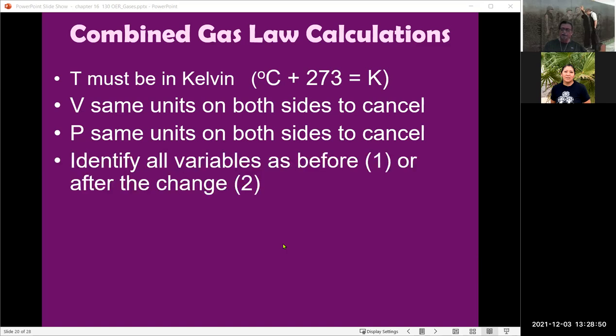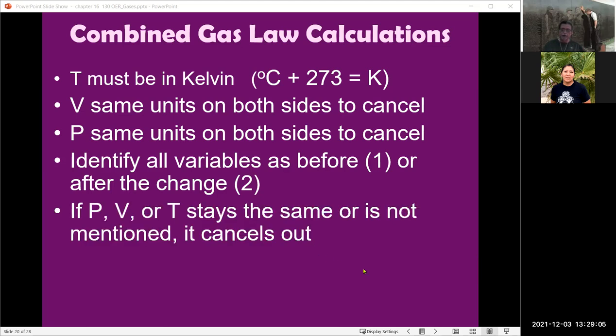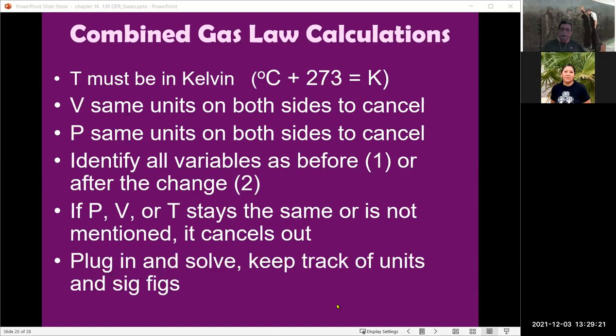And identify from the word problem the initial conditions, which would be the subscript 1, and then identify the final conditions, which would be noted by subscript 2. Okay? Now, if any of the variables, pressure, volume, or temperature, are not mentioned in the problem, or they are mentioned, but there's no change in them, then they cancel out automatically, okay? So you just simply plug and solve the problems and keep tracking your units and obviously your sig figs.